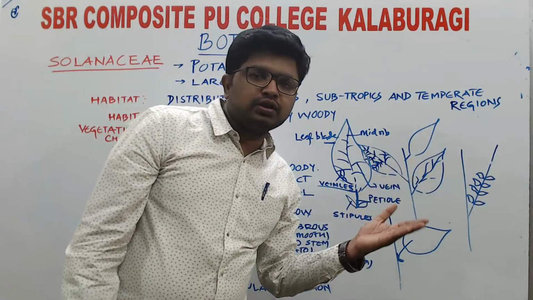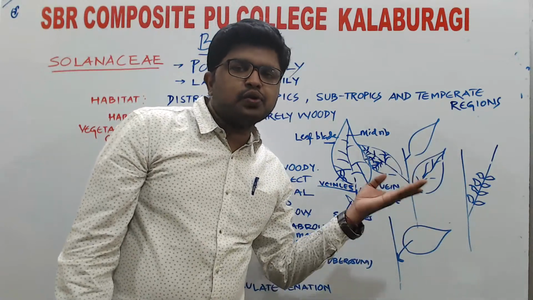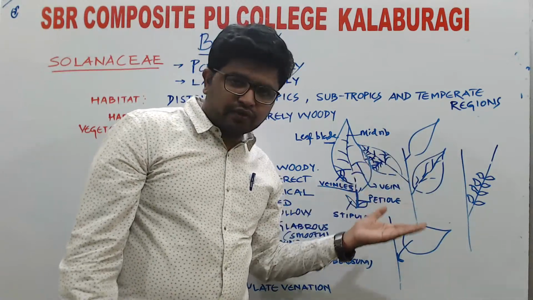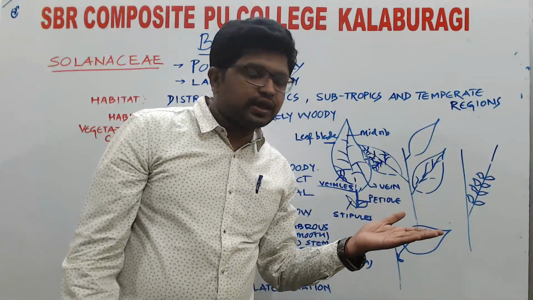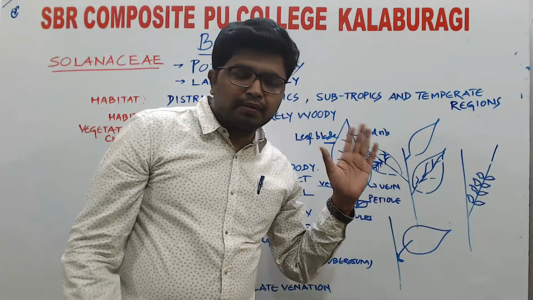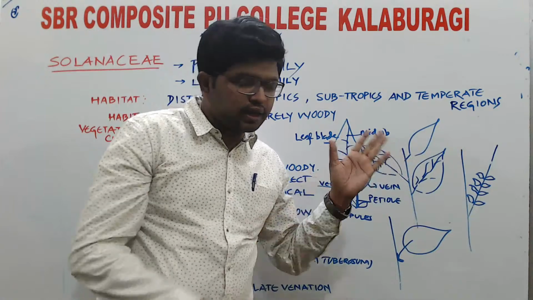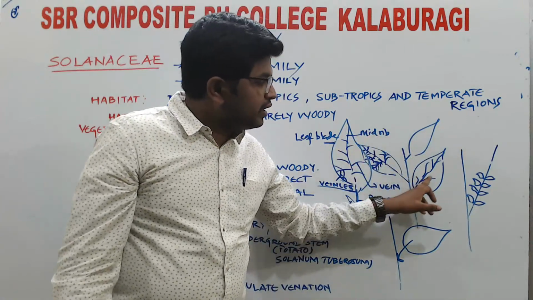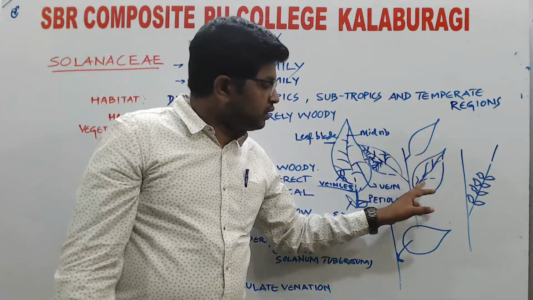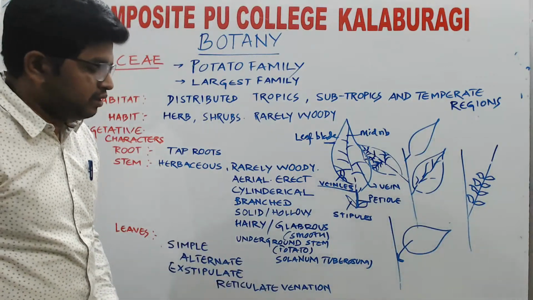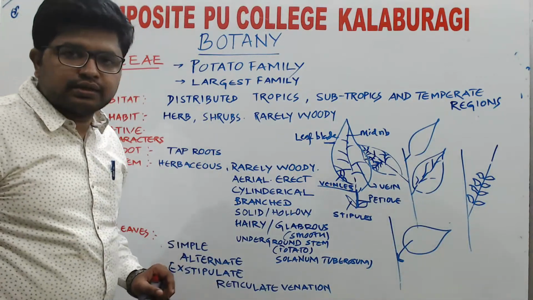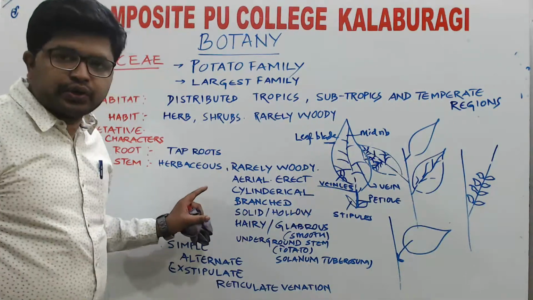If you observe the China rose, the hibiscus, you will see reticulate venation. You will see that the veins are arranged as in your palms. Similarly, the veins are arranged like that, so we call it reticulate venation. Okay. These are the vegetative characters. I hope until now you have understood everything.